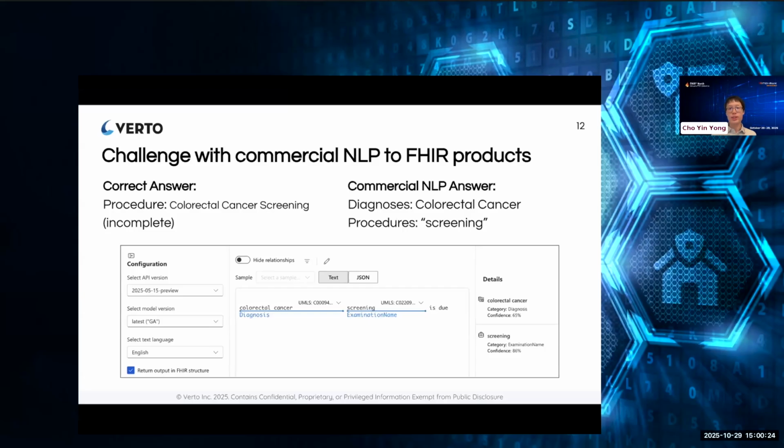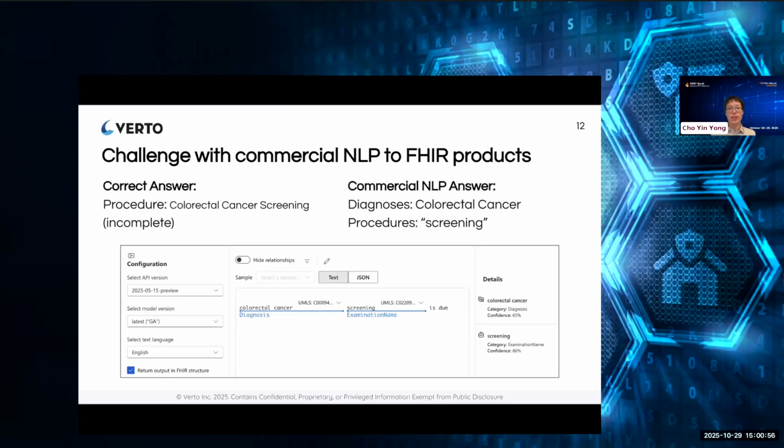What Azure gives us is something that is incorrect. Instead of recognizing that colorectal cancer screening is a concept that we should be recognizing, Azure NLP falsely creates a FHIR condition object of colorectal cancer. And if you look at the FHIR object, you'll realize that Azure Text Analytics says that the colorectal cancer is a confirmed diagnosis.